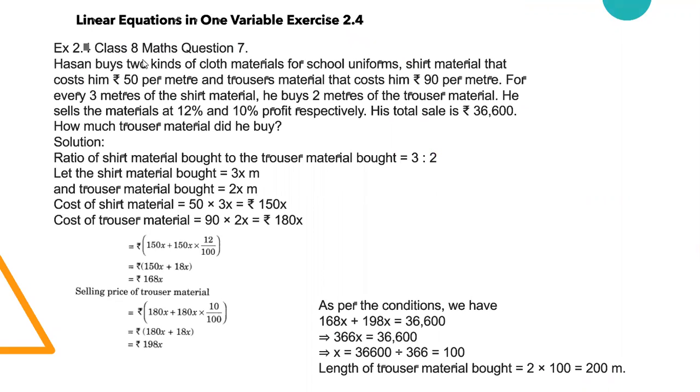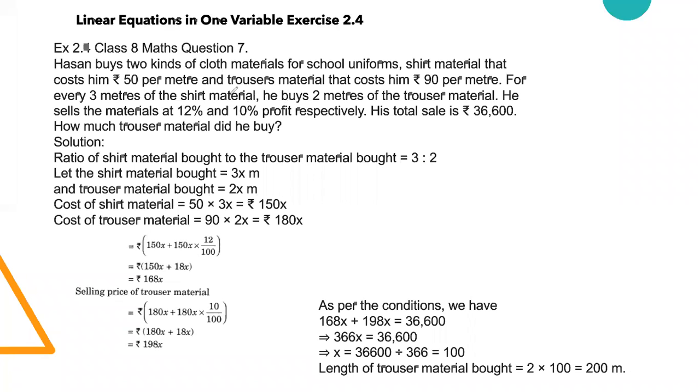Question number 7 says Hassan buys two kinds of cloth materials for his school uniforms. Shirt material that costs him rupees 50 per meter and trousers material that costs him 90 per meter. For every 3 meters of the shirt material, he buys 2 meters of trouser material. He sells the materials at 12% and 10% profit respectively. His total sale is 36,600. How much trouser material did he buy? Is our question, right? So let's go with the solution part.